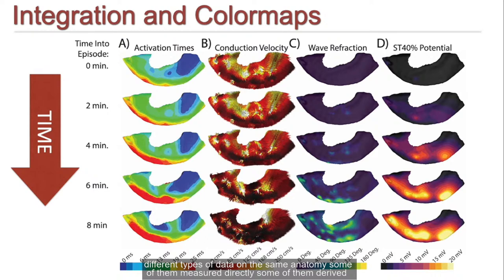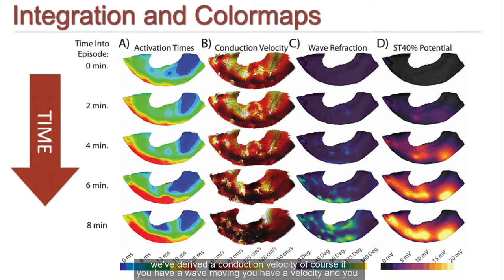Some of them measured directly, some of them derived from measurements, some of them created through simulations, and we have to integrate those all and look at their interactions. It's their interactions that tell the story for us in this case. So here we have on the left this thing called activation time that tells us the sequence of activation or excitation or electricity as it goes through that particular slice. And then from that we've derived a conduction velocity.